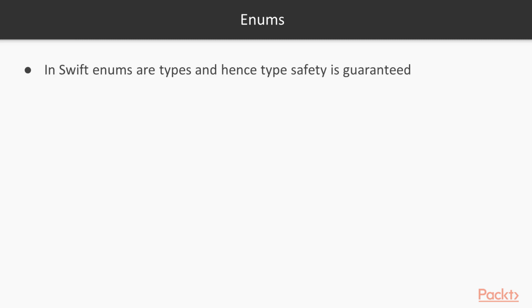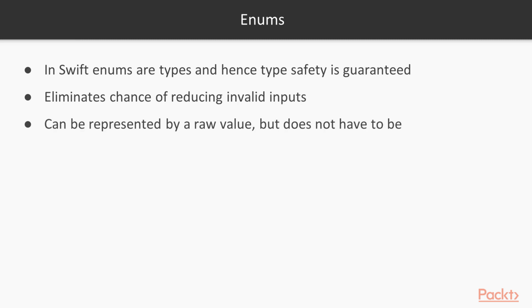In Swift, enums are also types, hence they guarantee type safety. They further eliminate the chance of invalid inputs from the programmer side, and they can also be still represented by a raw value, for example by an integer or by a string, but they don't have to. I would say, let's get to it.